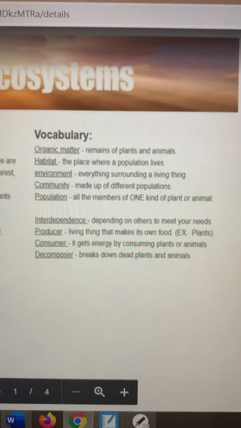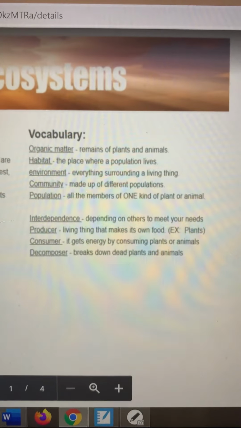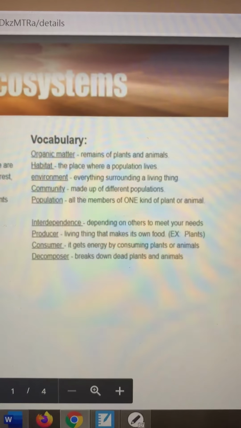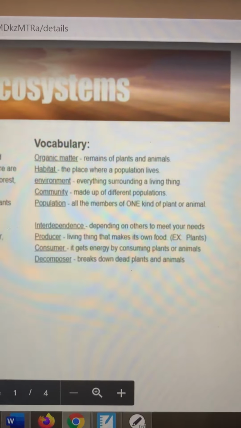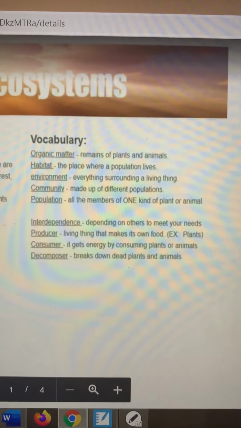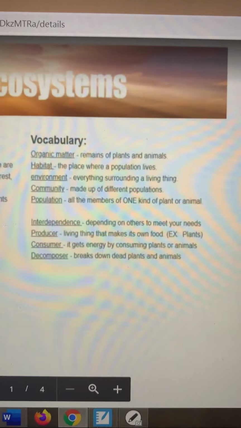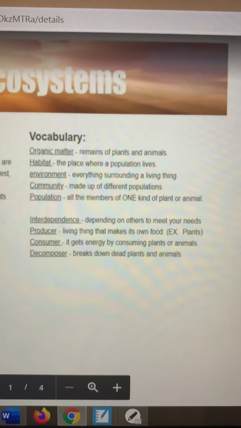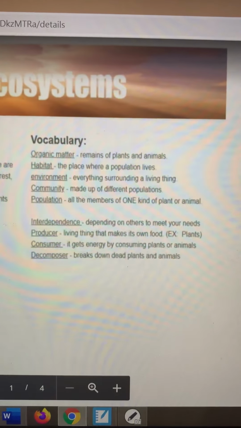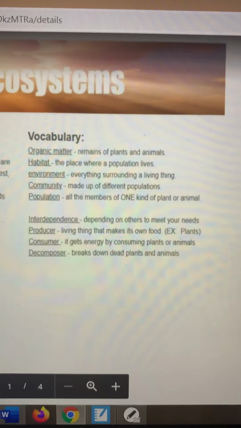A habitat is the place where a population lives. An environment is everything surrounding a living thing, right? So an example of an environment when we're in school, class 419 and class 413, that's our environment. Community is made up of different populations. A population is all the members of one kind of plant or animal. Interdependence, which is an interesting word, kind of sounds like dependence, right? So interdependence means that you depend on others to meet your needs.